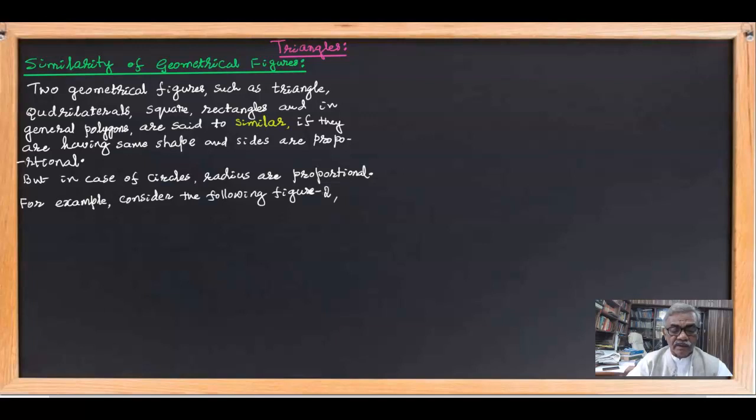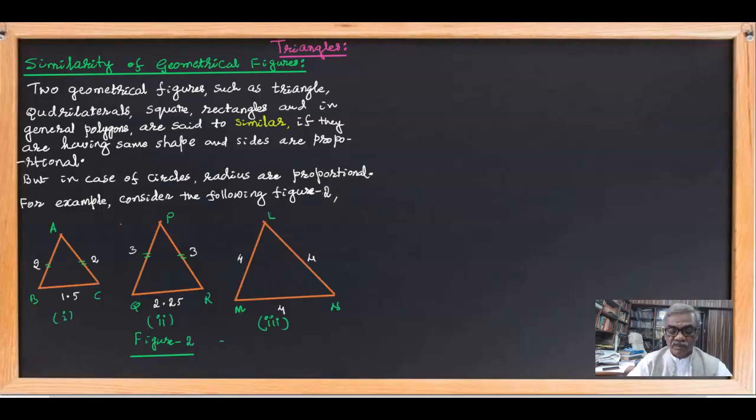In case of a circle, the radii are proportional. For example, consider the example figure 2. Here three triangles are given, triangle 1, triangle 2, and triangle 3. They have the same shape but different sizes here. And which pair is going to be similar, we are going to consider here.